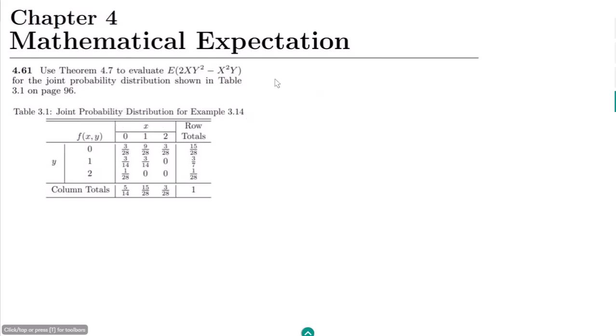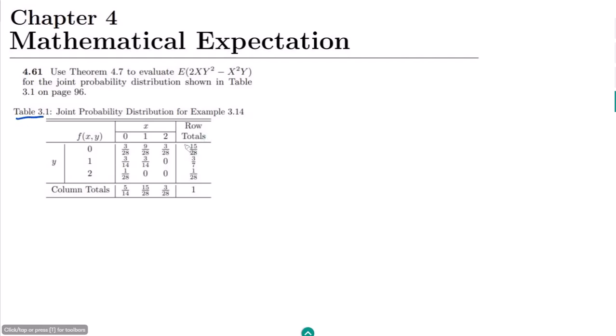So this is question 4.61 and the statement of this question is use theorem 4.7 to evaluate E of 2xy square minus x square y for the joint probability distribution shown in table 3.1 on page 96. Okay, so this is table 3.1 and here we can see that we have all the values for x and y and their joint probability distribution here as well.